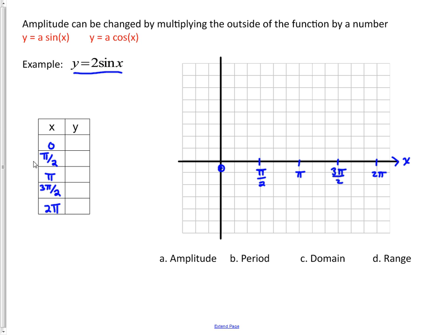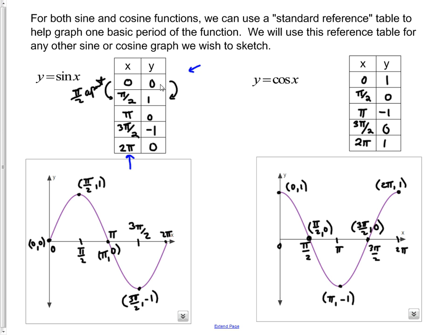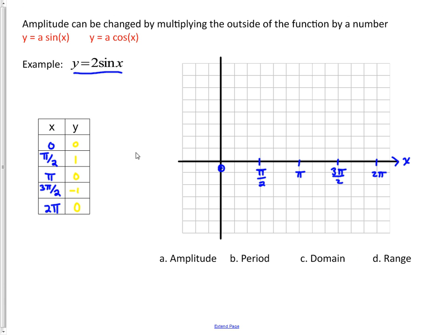So what's going to happen at each of those key points? Well, normally our sine values would go 0, 1, 0, -1, and 0. However, what we're going to do is multiply each of those values by 2, because 2 is now our change in the amplitude value. So in other words, we're going to take each of these y values that we would normally have and multiply them by 2.